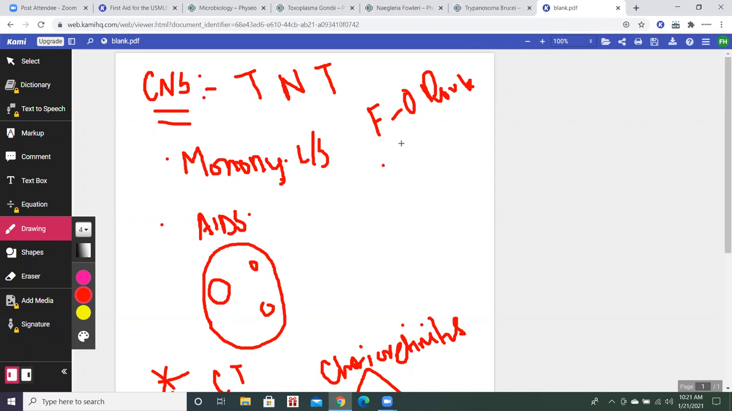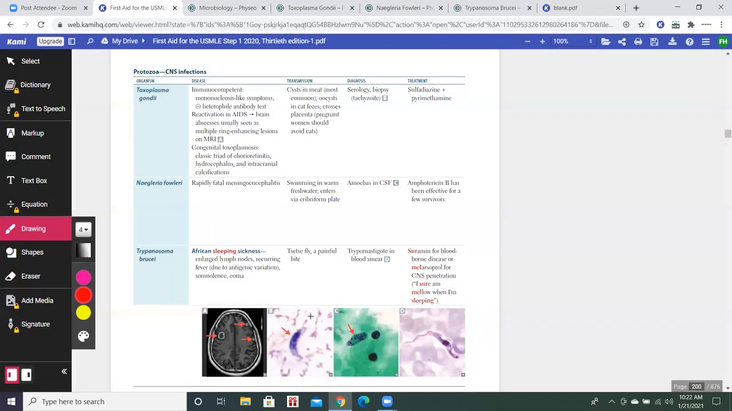For diagnosis, we would like to study the microscopy of the CNS fluid, where we can see tachyzoites, which are more responsible for causing brain and CNS infections. So we will study the CSF. A tachyzoite is basically a C-shaped form of the protozoa. That's what you will find, like this one over here. This is a tachyzoite.